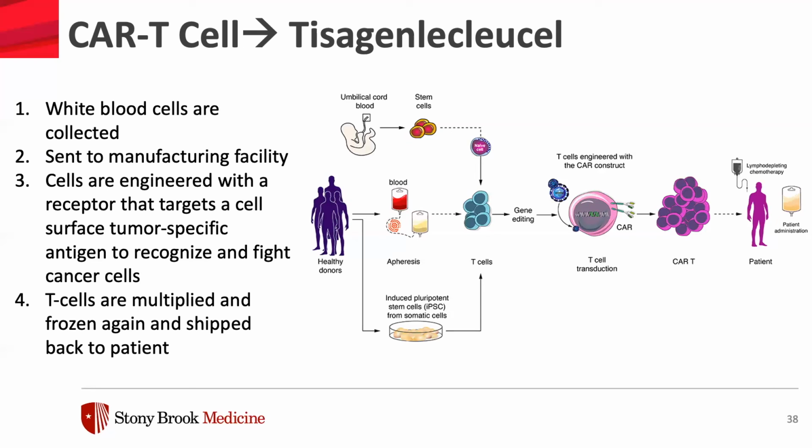After they genetically modify these cells, they are given time to multiply and expand, and then these T cells are frozen again and shipped back to the patient, in which the patient gets their own genetically modified T cells re-administered. And this process does take several months.